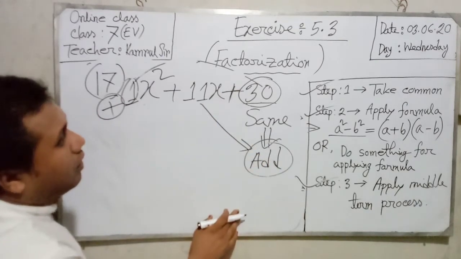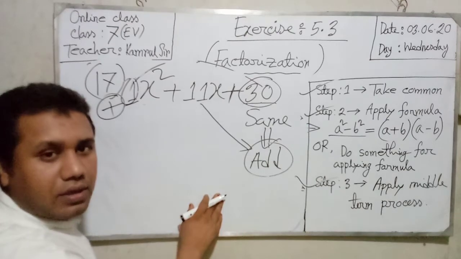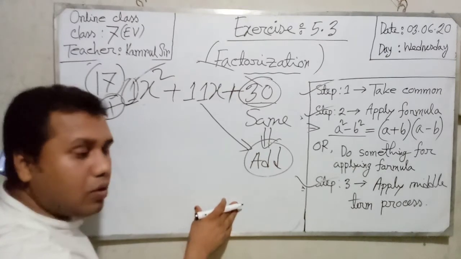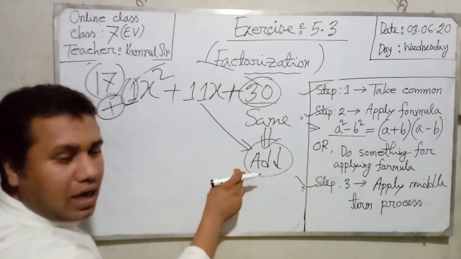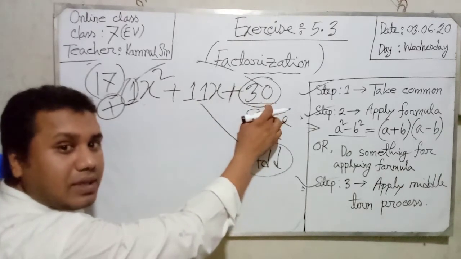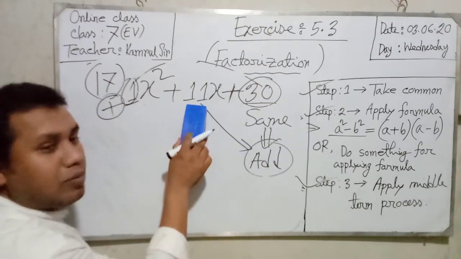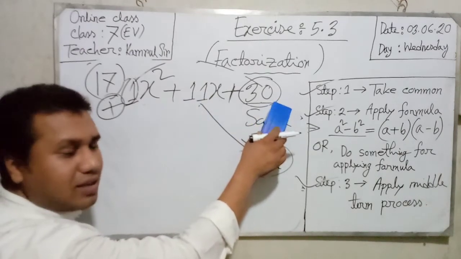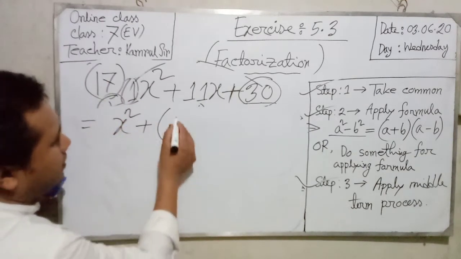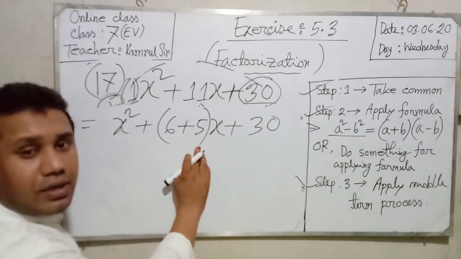Clear? Now look, which two numbers, if we add, the answer will be 11? You can say 10 plus 1, 9 plus 2, 8 plus 3, 6 plus 5. This is condition number 1: our addition answer will be 11. Also, the product of these two numbers will be 30. Remember that. If we take 6 and 5, then 6 plus 5 is 11 and their product is 30. So we can write x square plus 6 plus 5 x plus 30. If you write this way, it will be easy for you.